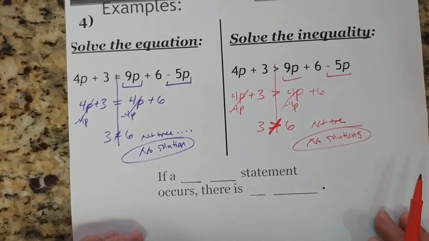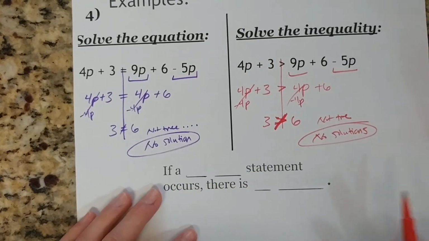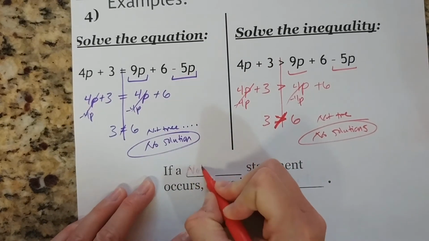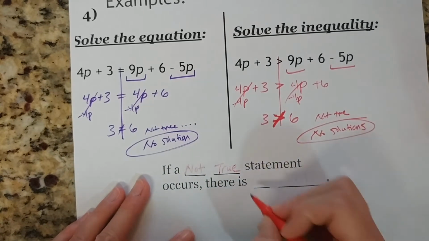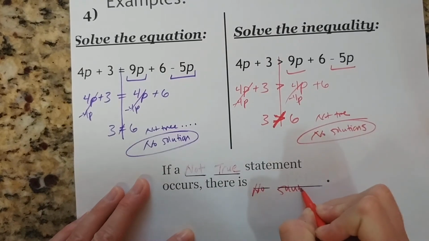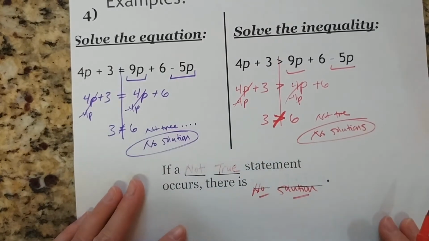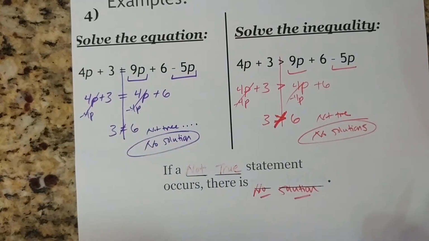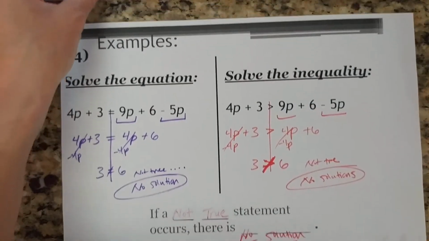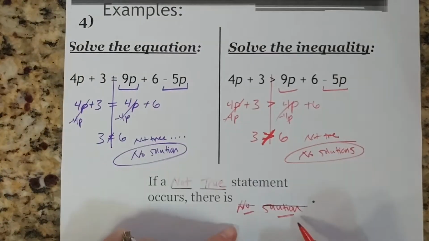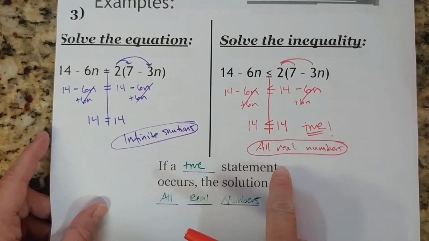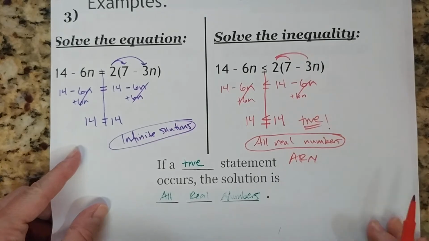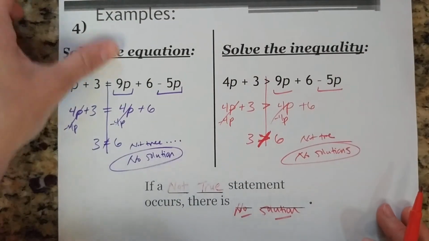Okay? So on the left side of your notes, you're going to see this statement. If a not true statement occurs, there is no solution. Okay? Just like with equations. So take it a step further, because you're either going to get a not true statement, which means no solution, or you're going to get a true statement that means all real numbers. And sometimes kids will write ARN for all real numbers, and obviously I know what that means. Okay, so that's number 4. All right, last one here.